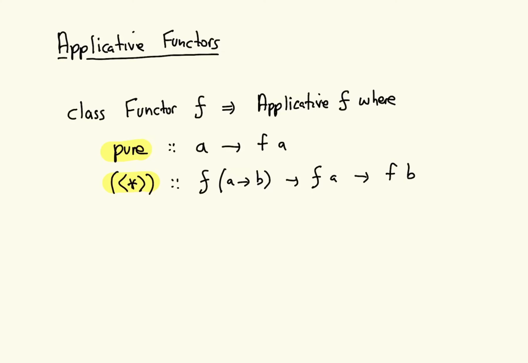So what we're going to do for the rest of today is look at some examples of applicative functors and see what we can do with them. So the first one we're going to look at is the maybe applicative. So let's look at maybe.